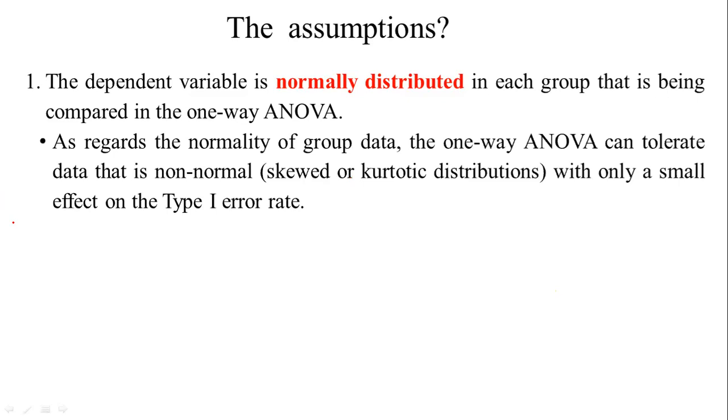This means the normality of groups. One-way ANOVA can never tolerate non-normal data. This means that if your data is skewed or kurtotic in distribution, there is only a small effect on the type 1 error rate. So you are supposed to look at the skewness of your data.